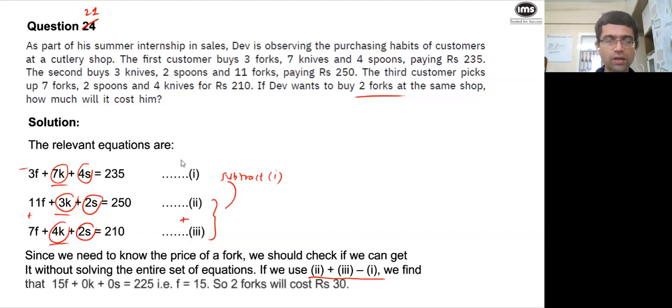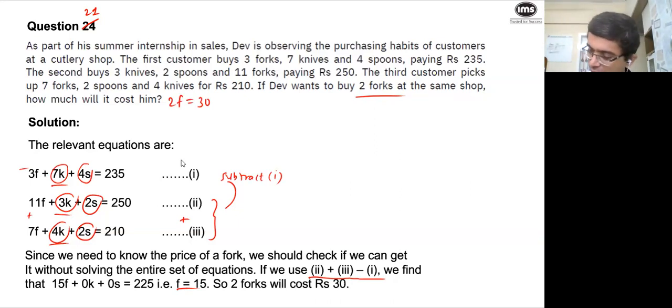So what do I get? 15F is equal to 225 and F is equal to 15. All I need is 2 forks and that should be equal to 30. Disha, you didn't understand? All we need to find out is F, correct? We don't need K and S.